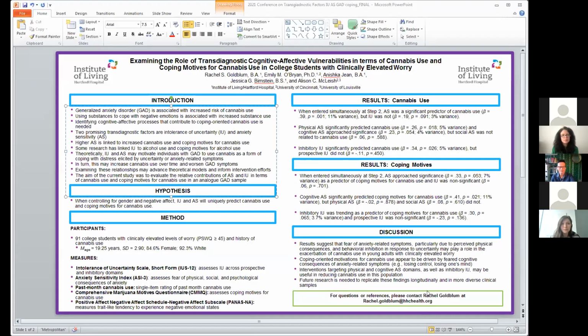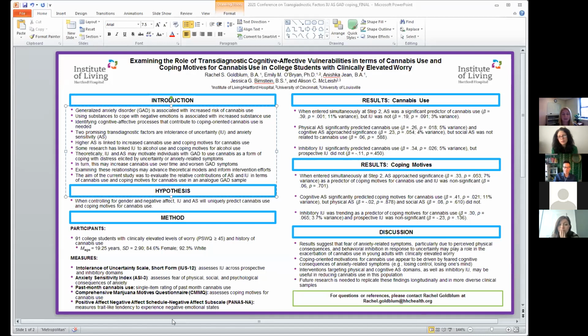Super. Okay, so I did a more traditional poster, but my presentation will be talking about transdiagnostic factors for cannabis use in an analog high worry sample. So generalized anxiety disorder, which is characterized by chronic worry, has been linked to increased risk of substance use, including cannabis use specifically. However, unfortunately, the co-occurrence of GAD and substance use remains relatively understudied.